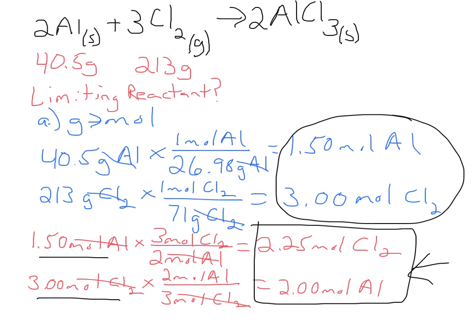So if we start with 1.50 moles of aluminum, which we are given, we need a total of 2.25 moles of chloride gas. We actually have 3.00 moles of chloride gas, so we have excess of what we actually need. Alternatively, if we start with 3.00 moles of chloride gas, we need 2.00 moles of aluminum to completely react with that chloride gas. But we're only given 1.50, so it's limiting. There's not enough to completely react with all of this chloride gas that we started with. And so from that, we can determine that aluminum is limiting.